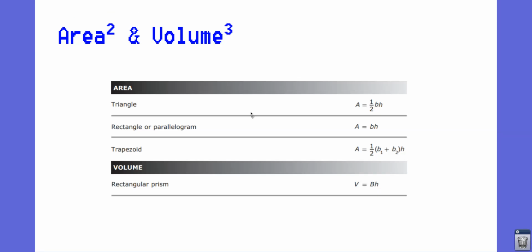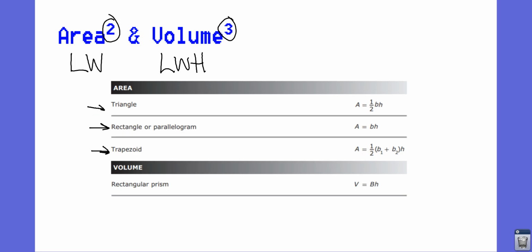Okay, taking a look at area and volume, you can see that I included a little 2 and a little baby 3, meaning that area is going to have 2 dimensions, a length and a width. Volume is going to have a length, width, and height, making it 3-dimensional.